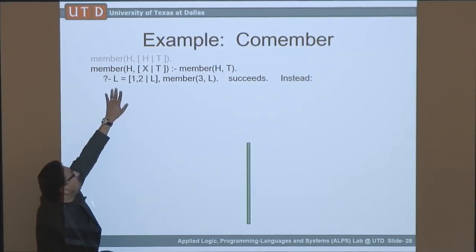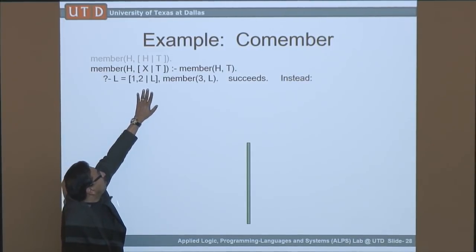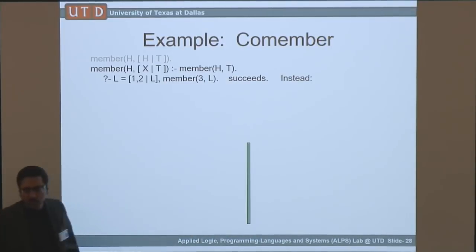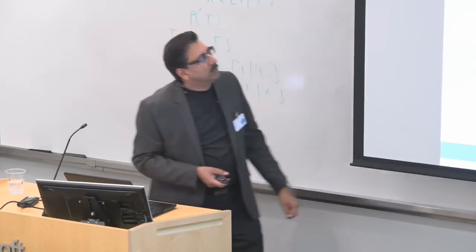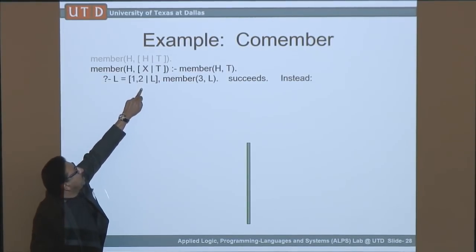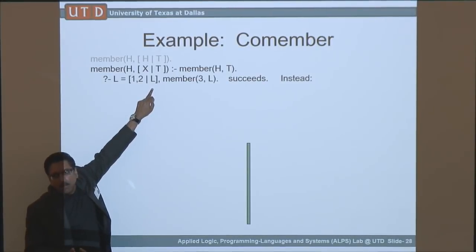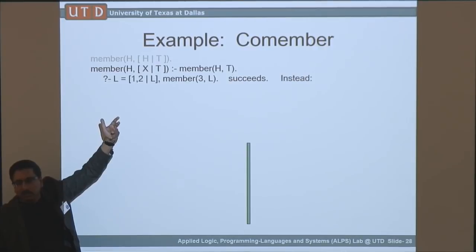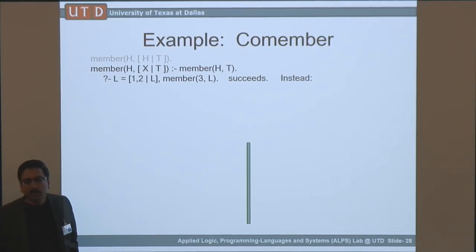Now suppose I ask this query: L is the circular list 1, 2 cons L, is 3 present in L? It should fail, right? It actually succeeds. Why? Because if you use this recursive unfolding, it will skip over 1 and 2, and eventually you'll get to the call member 3, L, and now it will co-inductively succeed. Yes? I have a question I wanted to ask earlier.